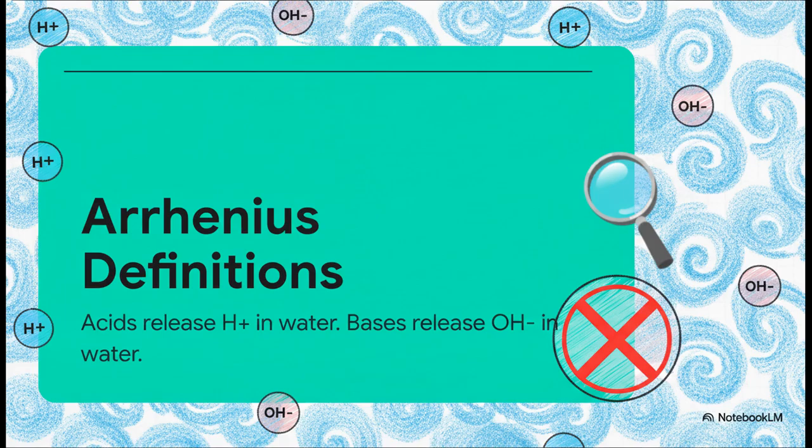Now take a look at that bold text, highlighting the words "in water." That right there, that is the major limitation of this baseline model. It literally only works in an aqueous solution. If there's no water, there's no Arrhenius acid or base.